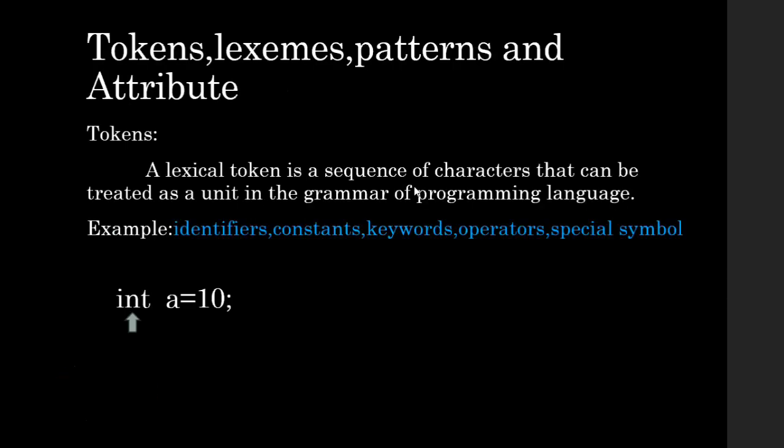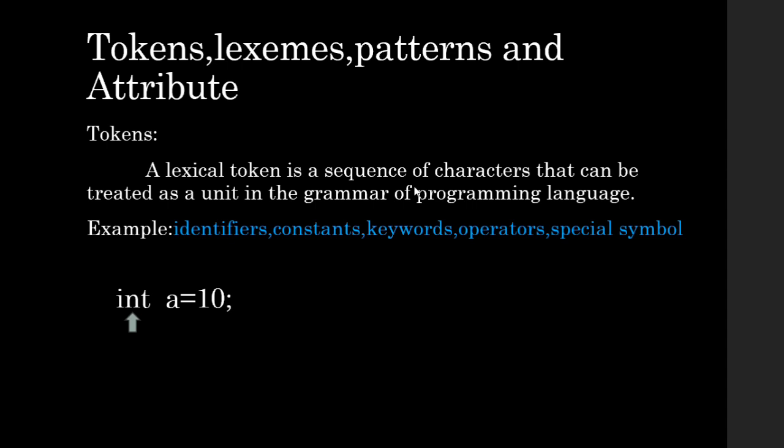Now the next topic is tokens, lexemes, patterns, and attributes. What is meant by tokens? A token is a sequence of characters that can be treated as a single unit in the grammar of a programming language. For example, identifiers, constants, keywords, operators, and special symbols are all called tokens here. I have given a symbolic graphical depiction of what is meant by a token.